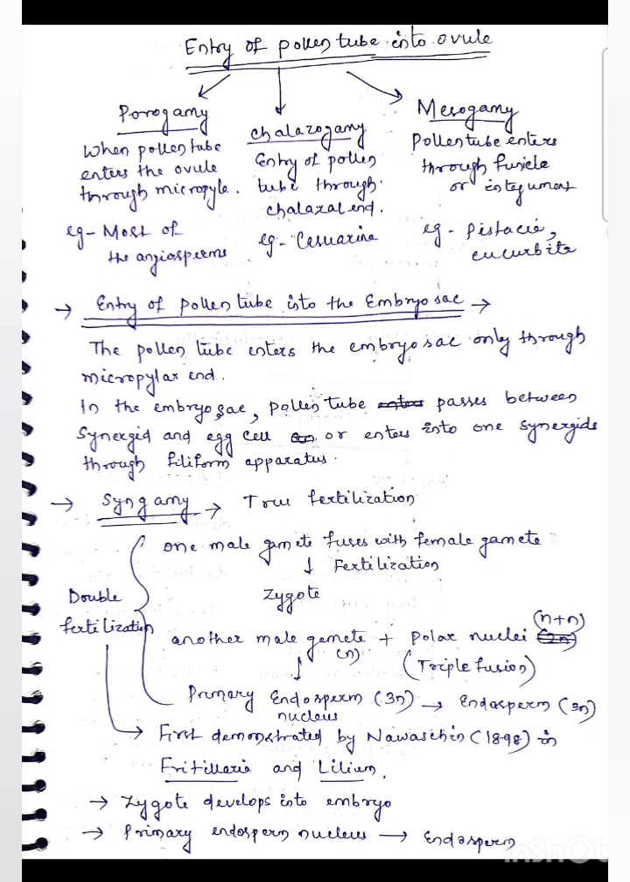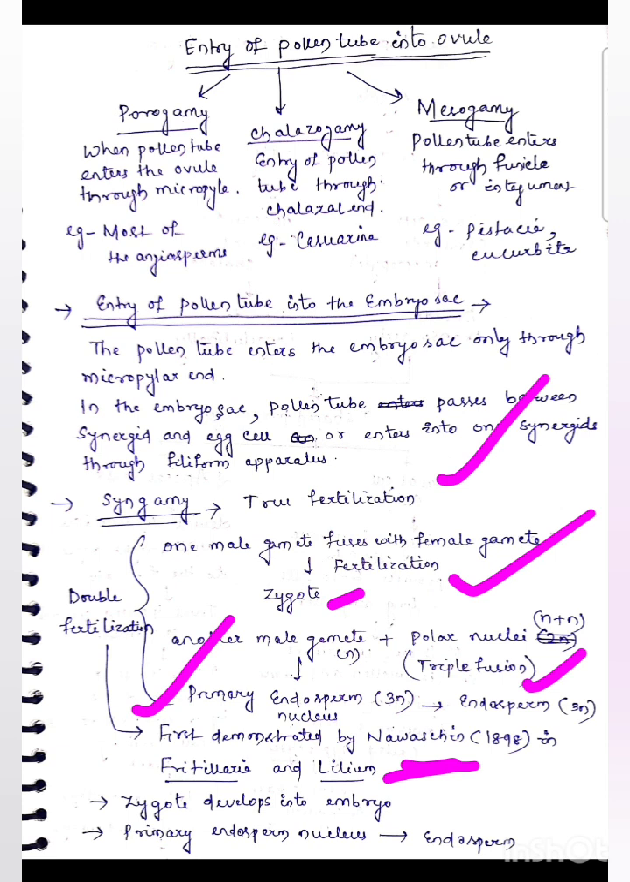Then true fertilization or syngamy occurs. One male gamete fuses with the female gamete to form the zygote. Another male gamete fuses with the polar nuclei to form the primary endosperm nucleus. It divides to form endosperm, which is triploid in nature. This double fertilization was first demonstrated by Nawaschin in 1898 in Fritillaria and Lilium.